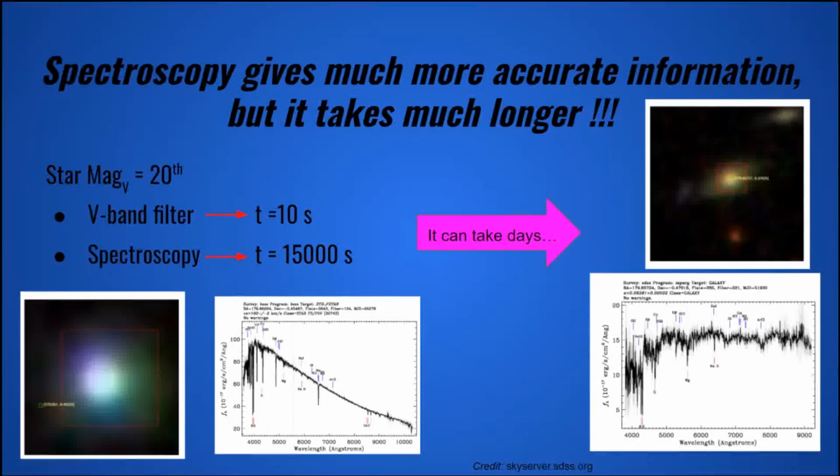For example, the deep fields took weeks to take, and they're not even spectrums. We've got some spectrums, but yeah, so spectroscopy cannot be done blindly. So we usually do photometry first, identify interesting targets, and then spend our time only on those, because it's so time consuming.